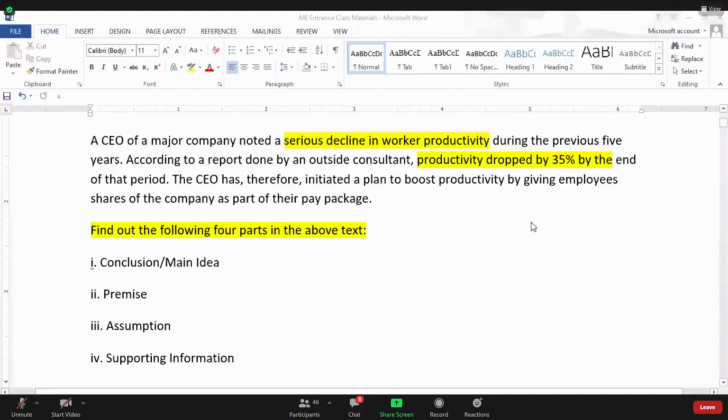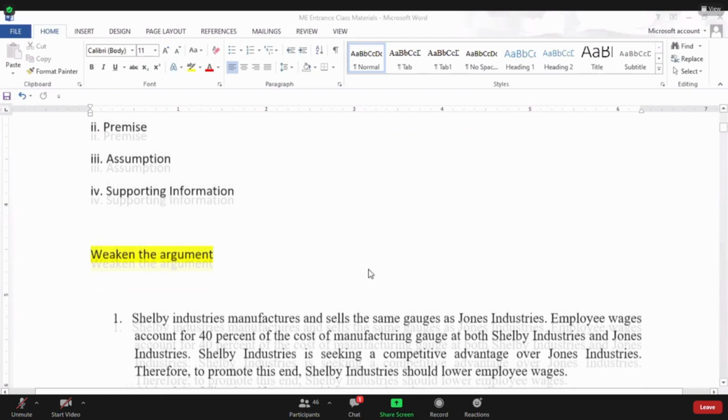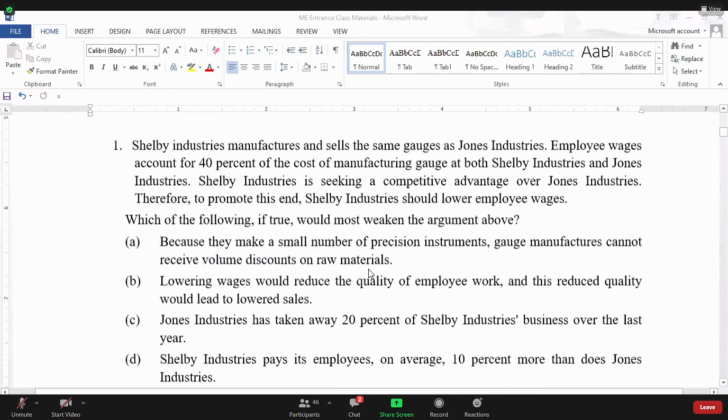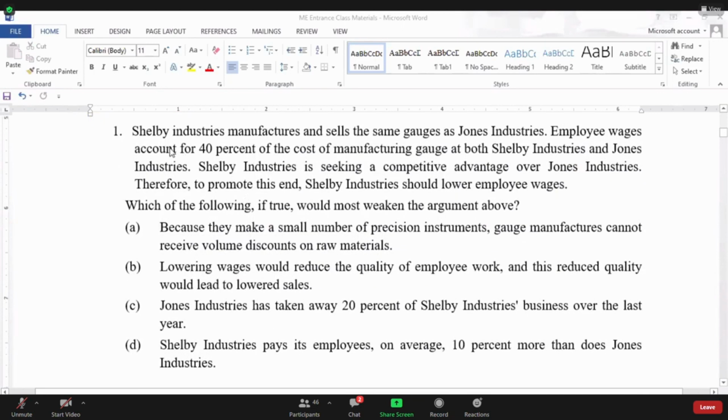Now I have the text. You read this text. This is the way you have questions in the exam. You are given a text, then you have a question, then options. Do it and tell me the correct option. First you find out the main idea, the argument.